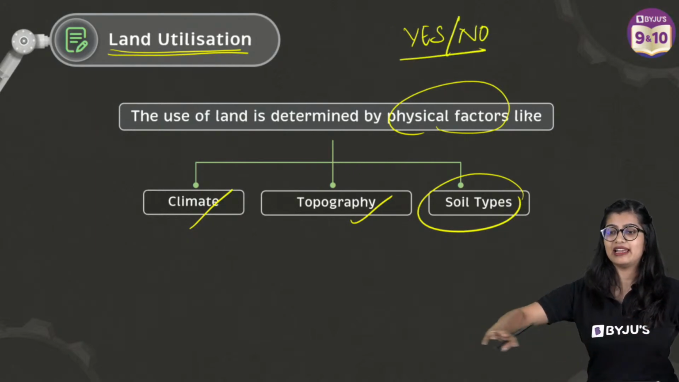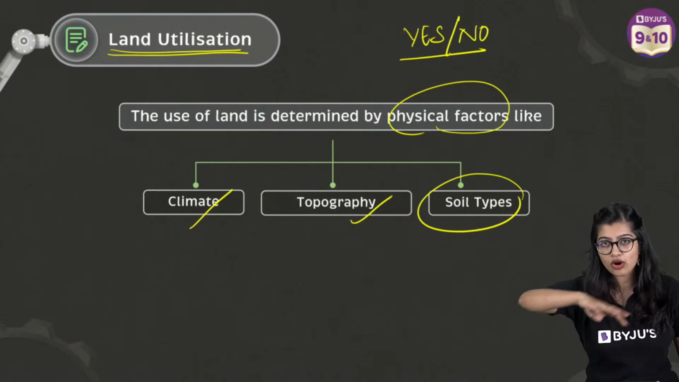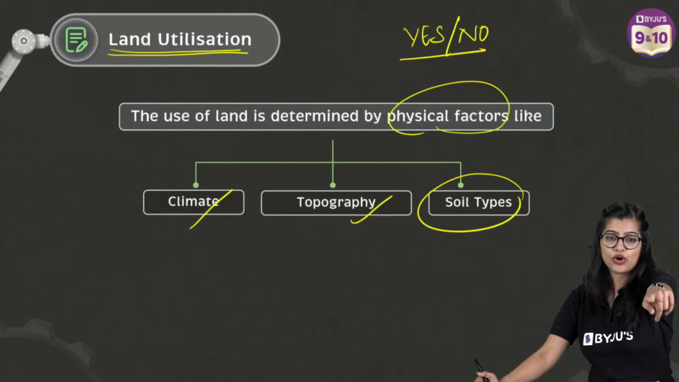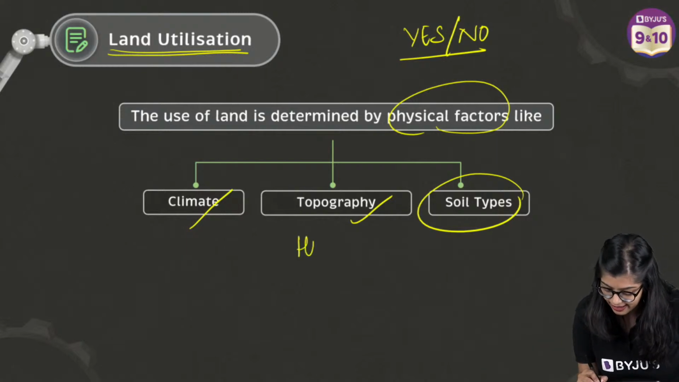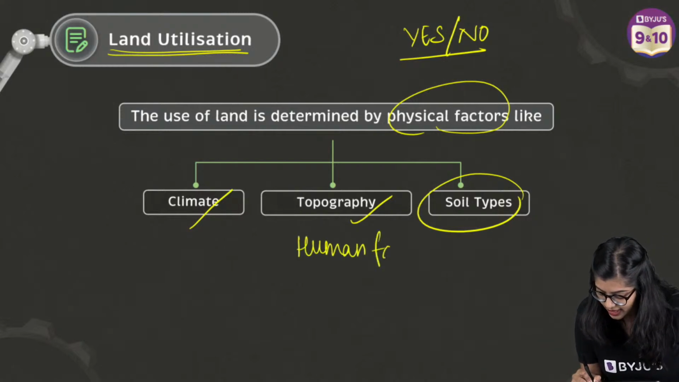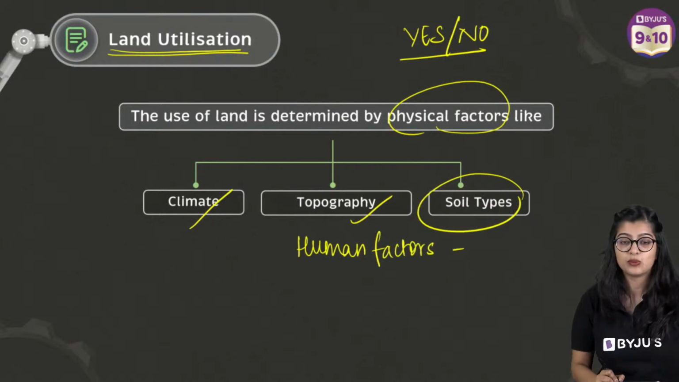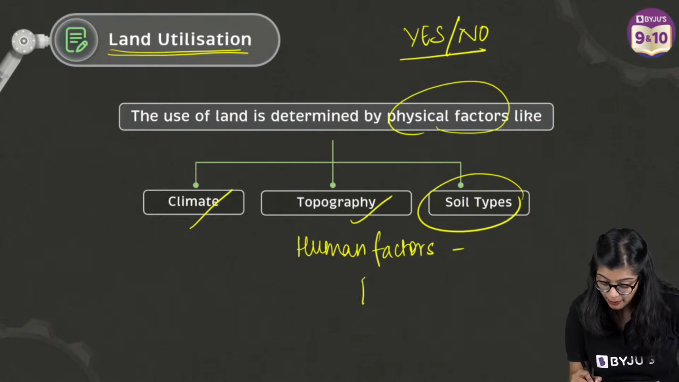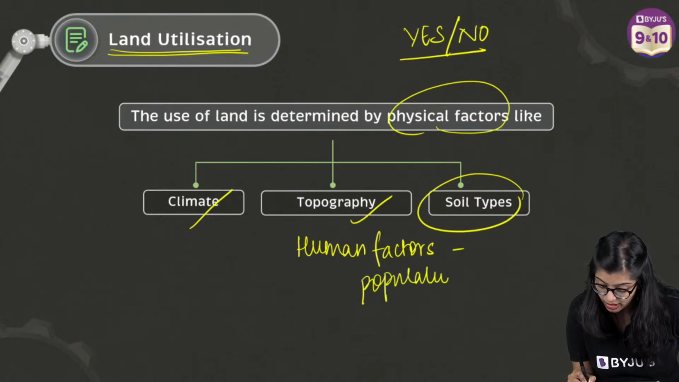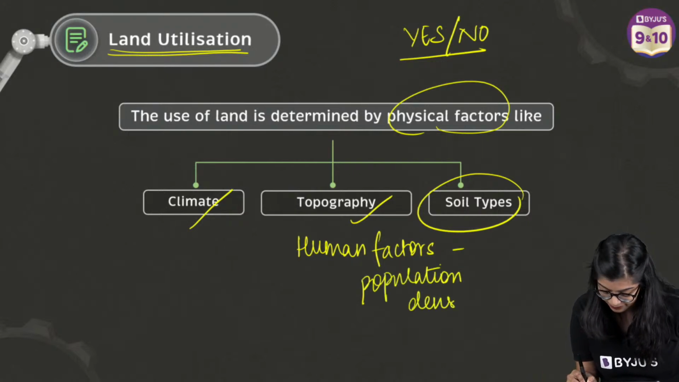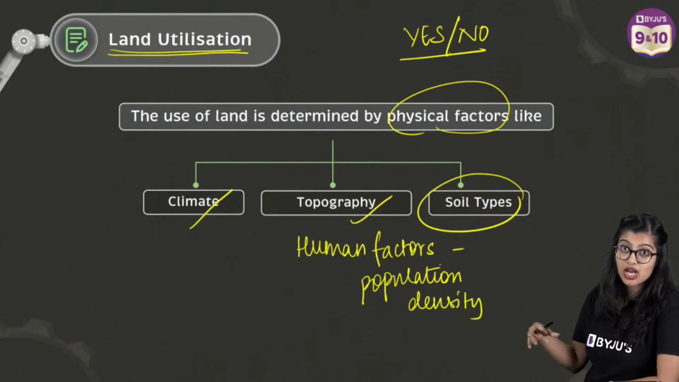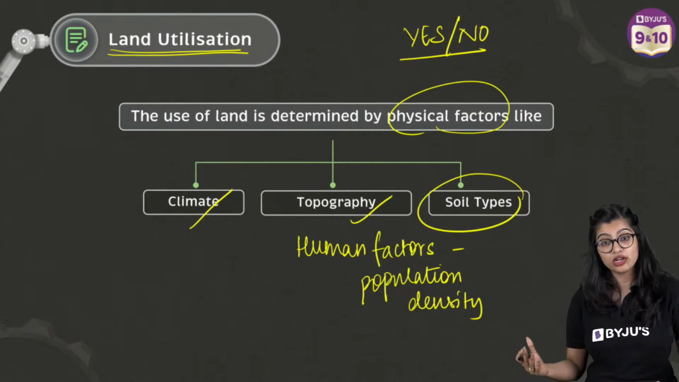Topography is basically the layout of the land, right? Is it rocky? Is it plains? So that is what we mean by topography. No, Rohit tells me, ma'am, human factors are there. Precisely. So you see that we have human factors as well. So what are these human factors? We know that human factors depend upon population density, how many people are living in a given area, right? And of course, what are the culture, what are the traditions, what kind of technology is there?